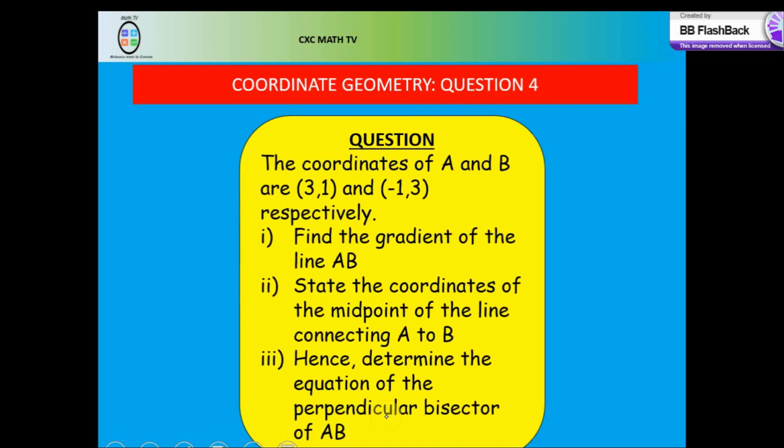Another question. It says the coordinates of A and B are (3, 1) and (-1, 3). Find the gradient of the line AB. State the midpoint of the line connecting A to B, then hence determine the equation of the perpendicular bisector. Go ahead, take 5 minutes, pause the video and do that question for me, please.